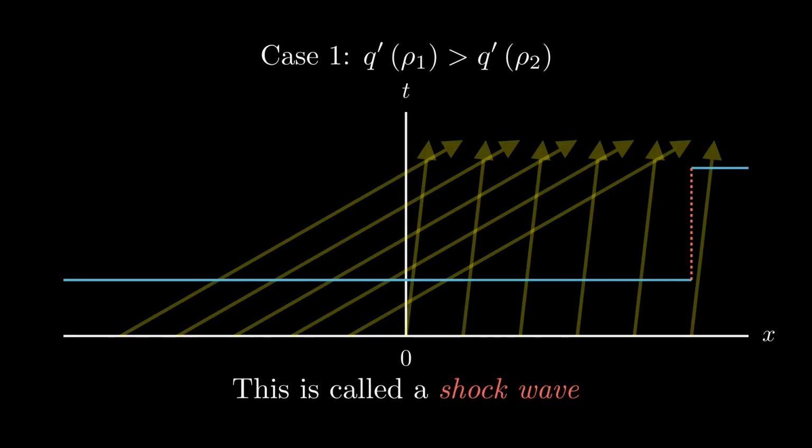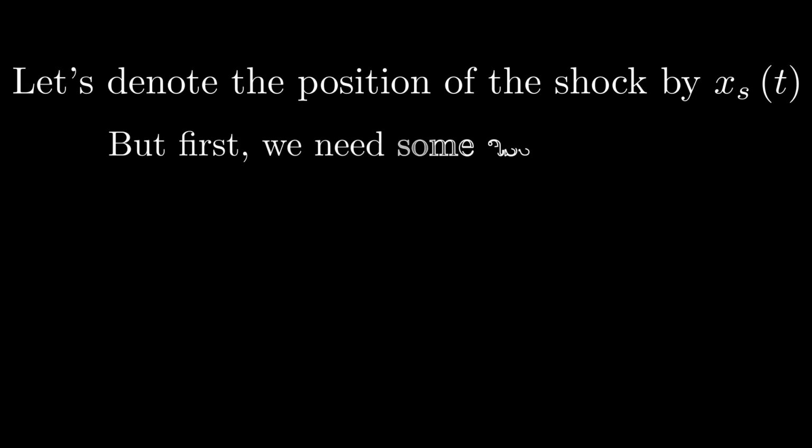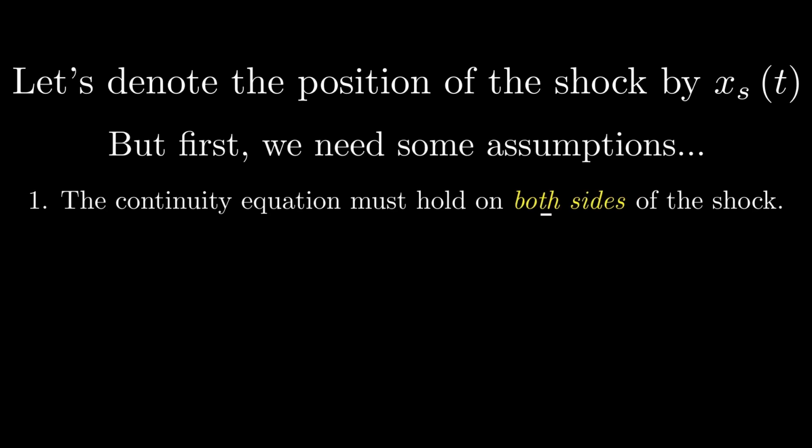We will discuss what shock waves correspond to qualitatively, but first, we must build a method that allows us to determine the velocity of the shock, whose position we will denote by x sub s for every time t. Once more, we need a couple of assumptions in order to proceed. The first is that the quasi-linear continuity equation must be satisfied at both sides of this shock position. This will assure us that we can always build the characteristics around the shock.